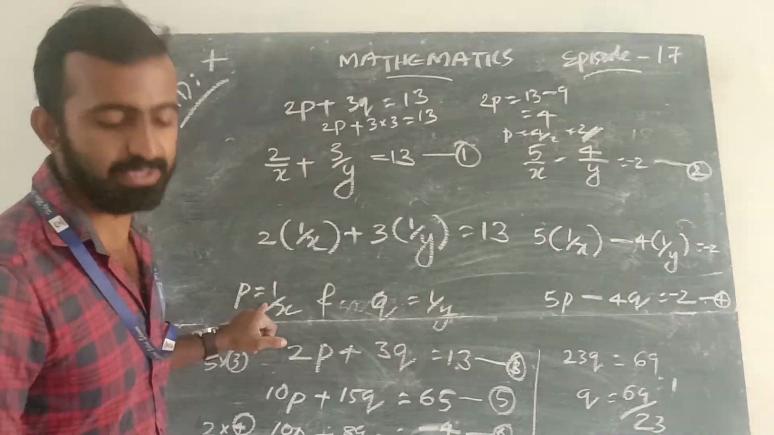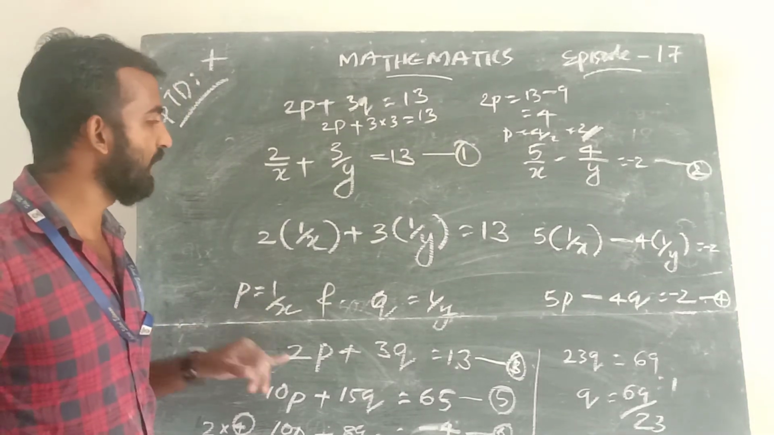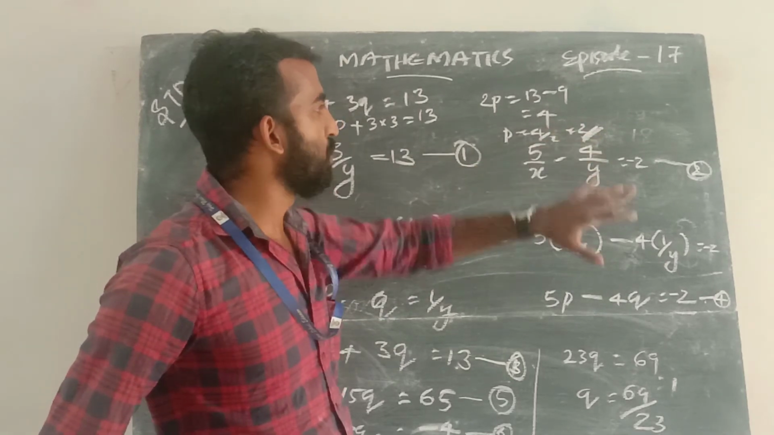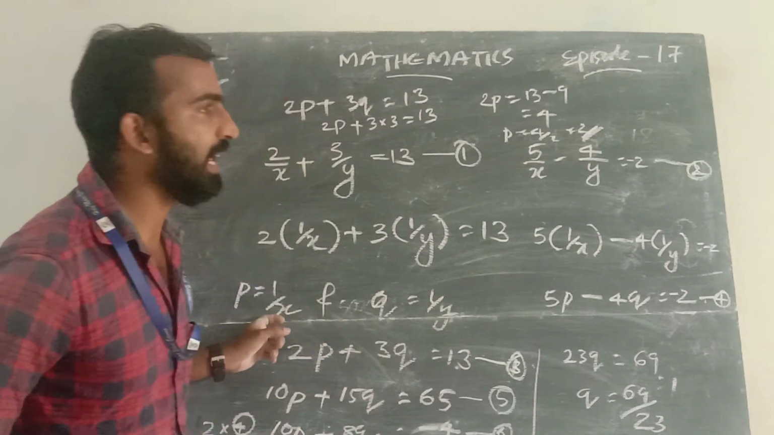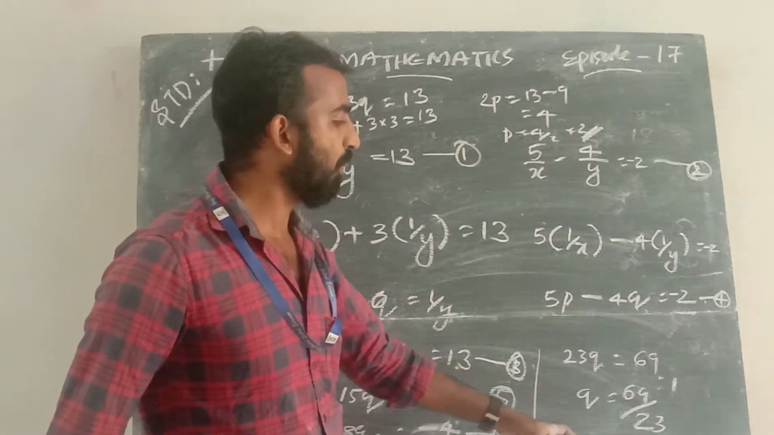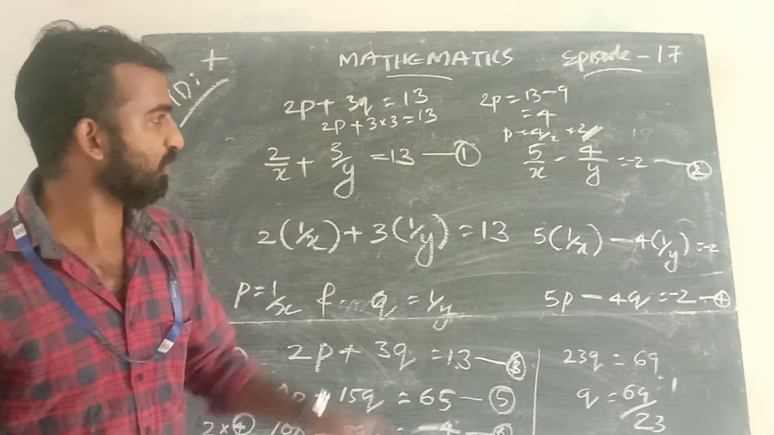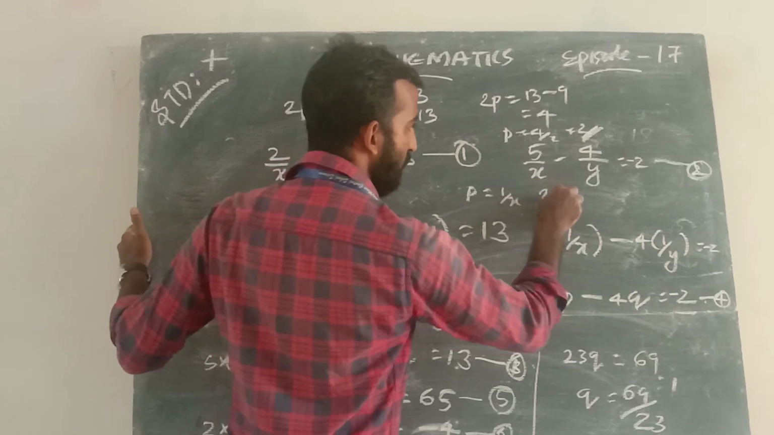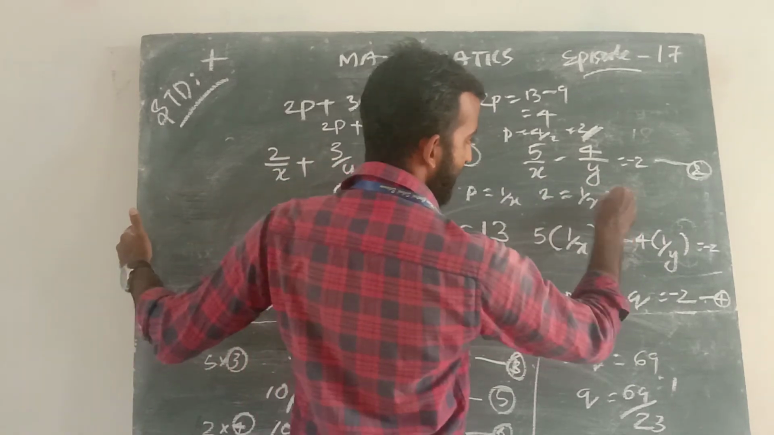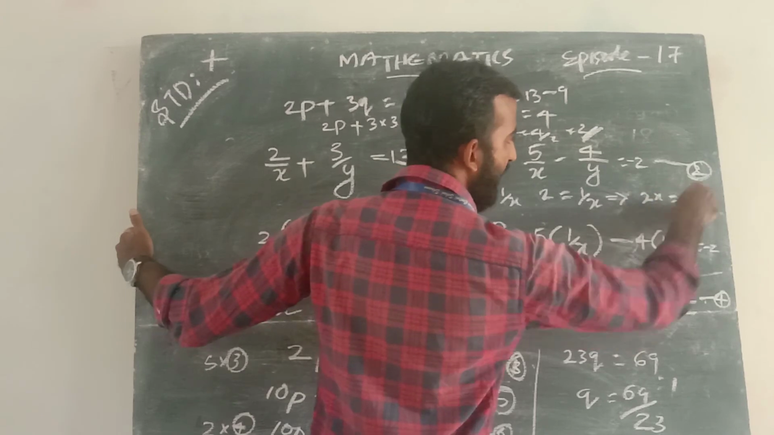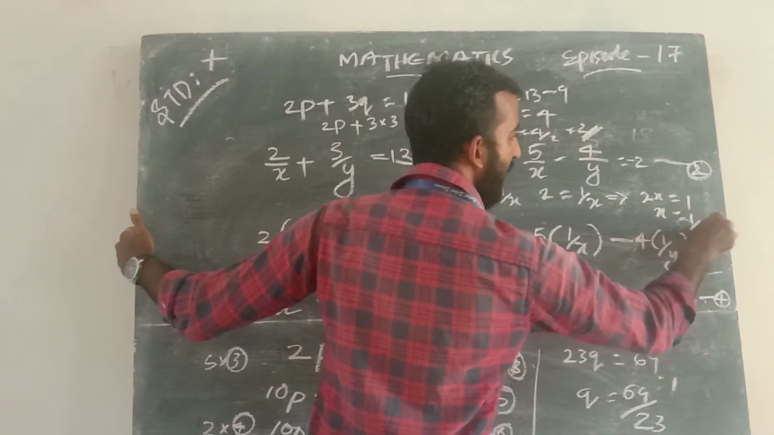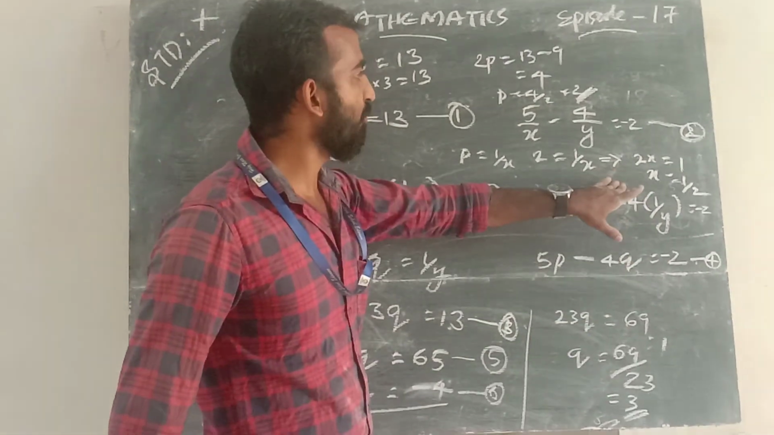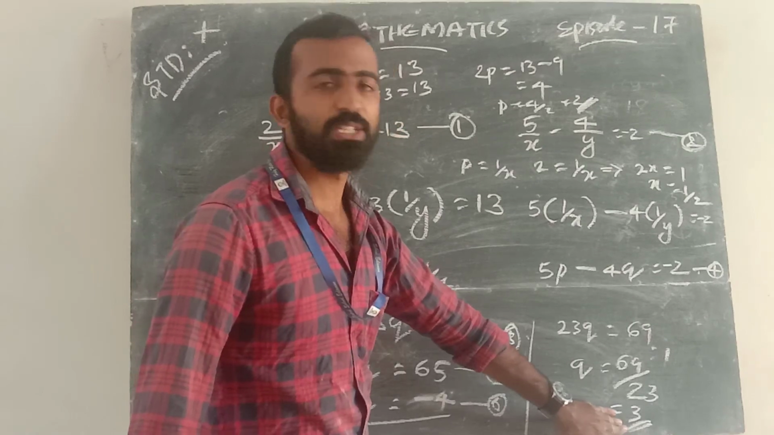What is our p? p is 1 by x and q is 1 by y. The value of p is 2 and q is 3. That is 1 by x equal to 2 and 1 by y equal to 3. That is, 2 equal to 1 by x. Next step, 2x equal to 1, and x is 1 by 2, and y is 1 by 3.